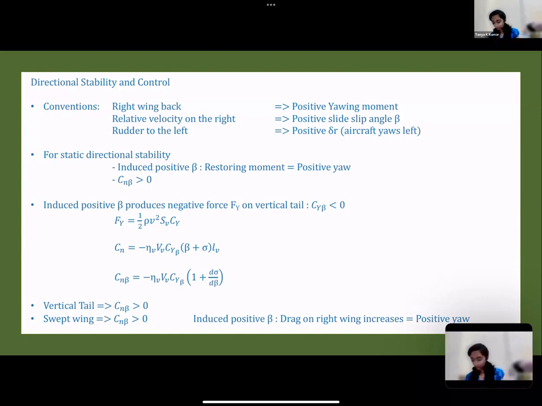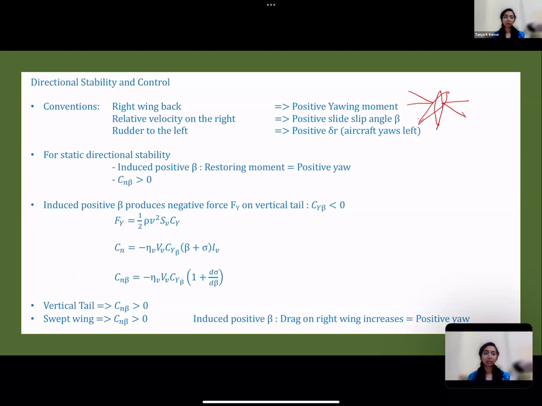Yeah, thank you. So what we discussed in week 5 was directional stability and lateral stability. Till then, we had discussed the longitudinal static stability, and then we moved on to the other axis. The convention for directional stability is that right wing back is considered positive yawing moment. So when the aircraft turns, if its wings turn that way, this is considered positive yawing moment, right wing back.